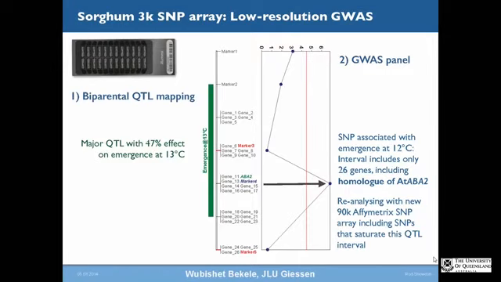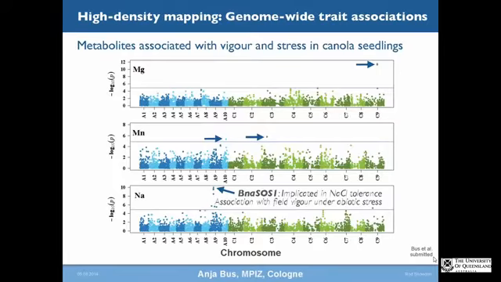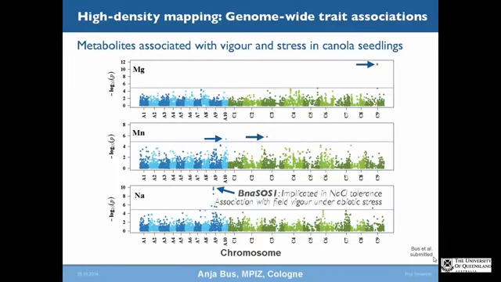And we're currently just reanalyzing all of this data with a much more high density SNP array with 90,000 SNPs in order to try and saturate particularly the QTL regions that we're most interested in, to try and really identify the genes of interest in these. A high-density SNP array for canola is already available.